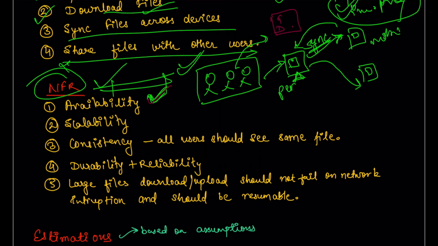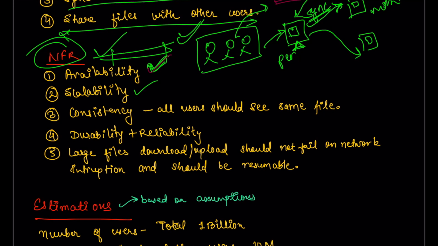So another NFR is scalability. Now scalability as in, as your user base grows, ठीक है, कि let's say right now you are supporting 10 million users. As it becomes 100 million, your system should be scalable enough to handle this growth.